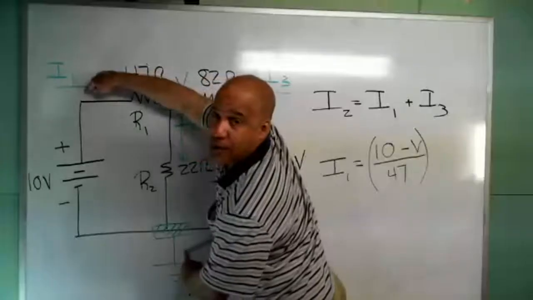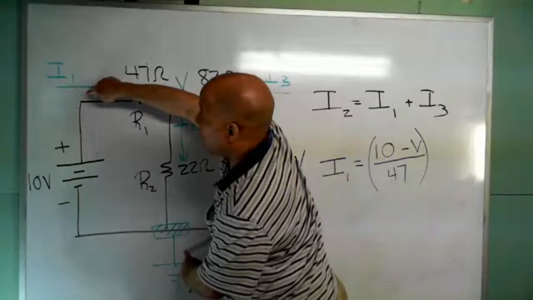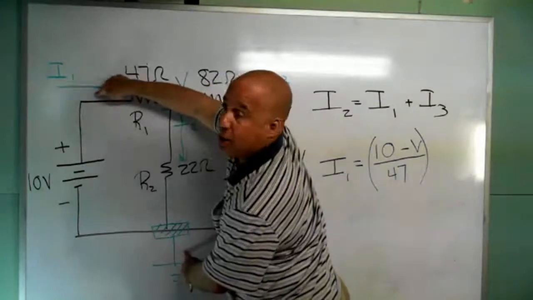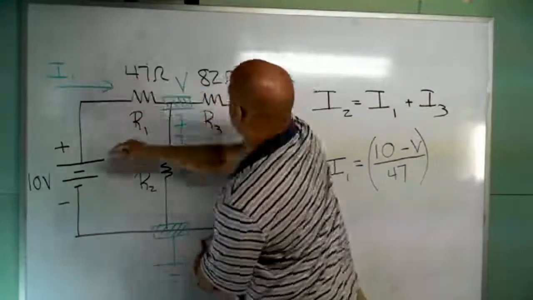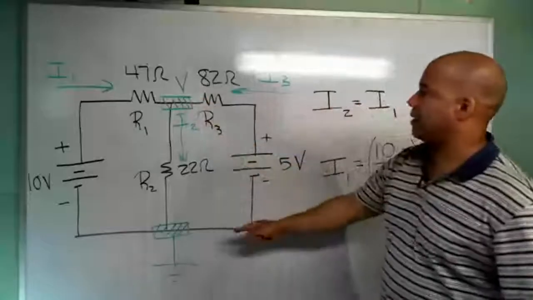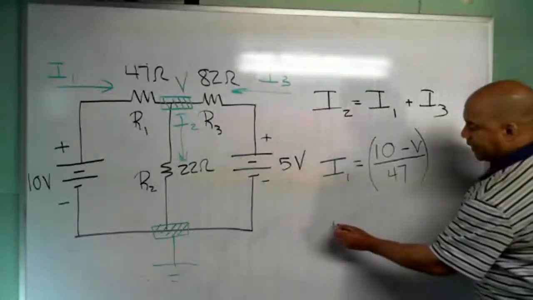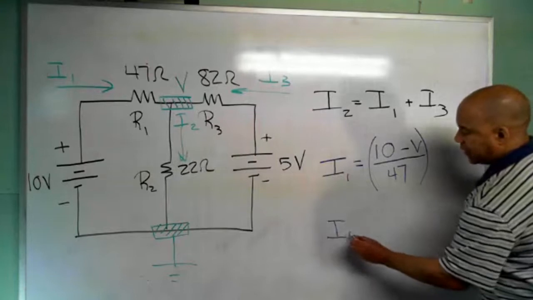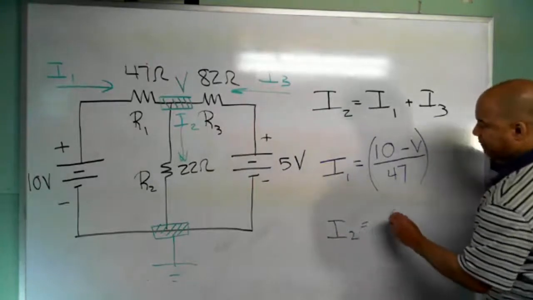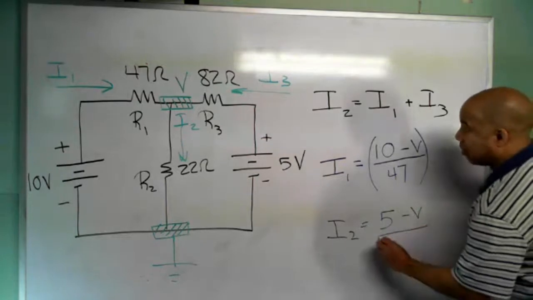If I'm over here, I'm across 10 volts. In the last circuit, the battery was upside down, so I measured a negative 84, but in this case, the battery was right side up, so I'm actually across a positive 10. So he correctly said 10 minus V divided by 47. That I'm good for I1 and I2. You do the same thing. It's going to be 5 minus V on 82.